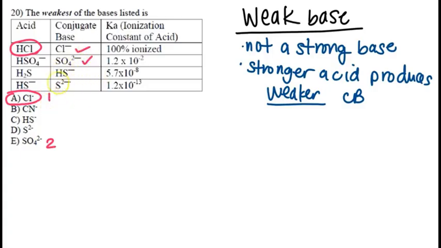And then for HS minus, that's going to be number 3. And then for S2 minus, that is going to be our least weak one. Okay, folks? So they even put CN minus here, but we could have gotten rid of that right off the bat because they didn't even give us that as far as the table goes.